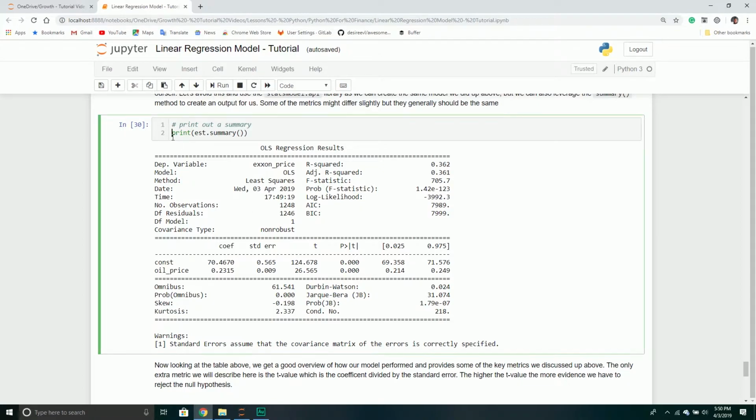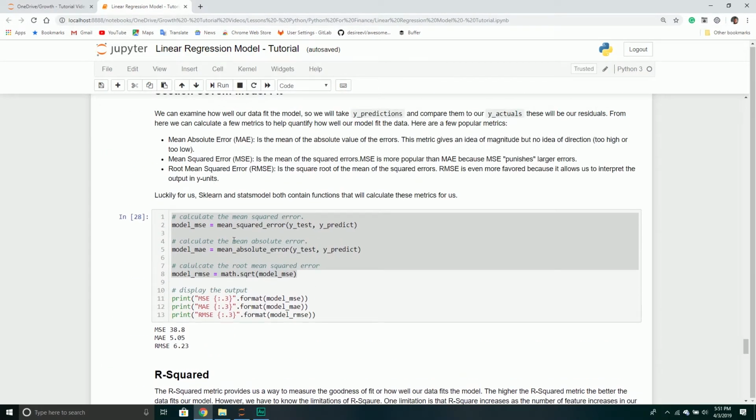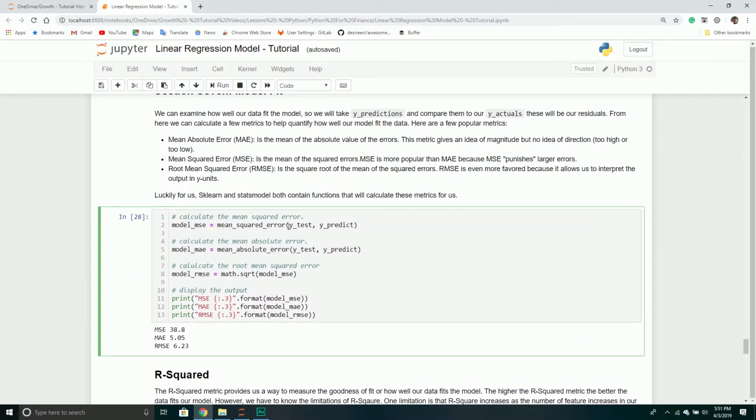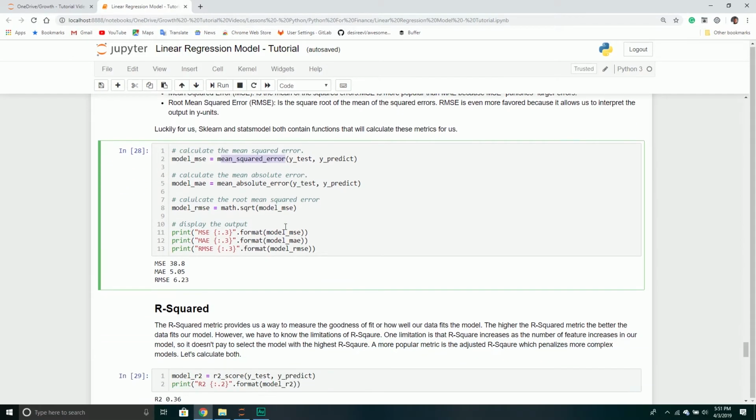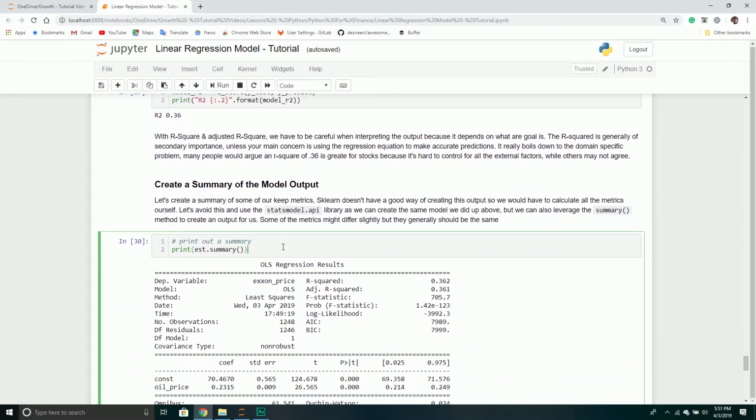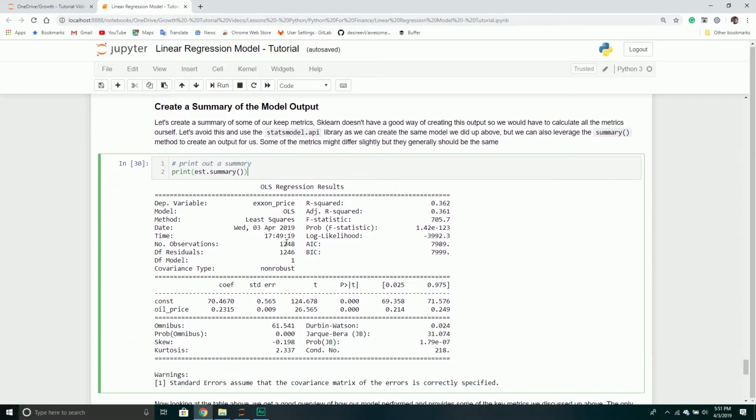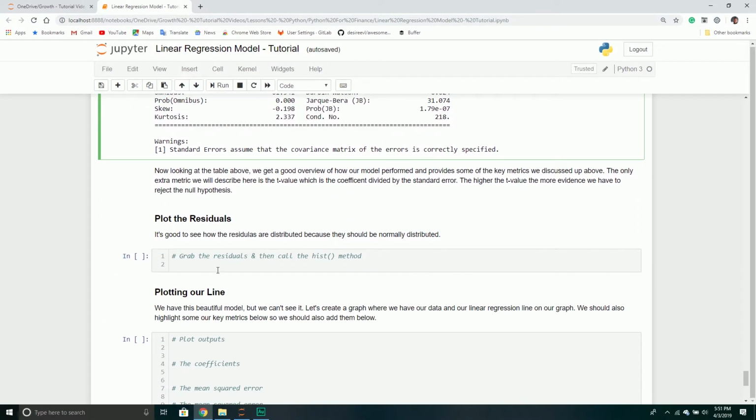So this is a great way to do a nice little summary really quickly and make our lives 10 times easier, because otherwise we'd have to compute all of this with the sklearn library, and unfortunately they don't have nice little methods like that. So this is really why I use the statsmodels API library, just because it makes it so much easier.